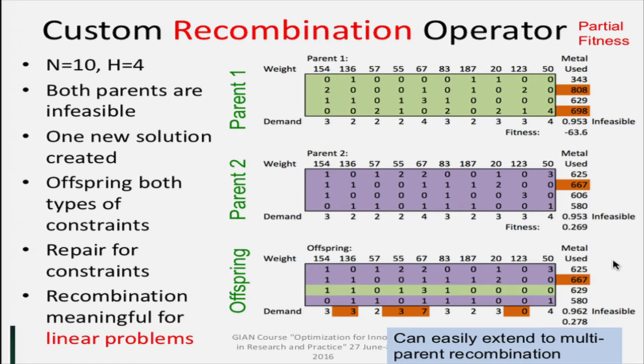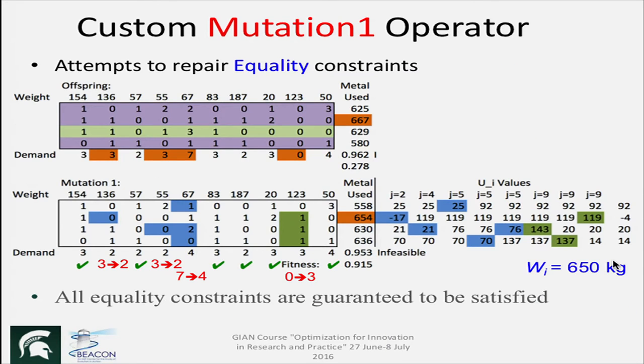So now I should be able to move. Yeah, so this is custom mutation operator number 1. Again, I'm not going into the details of all that. The paper is yet to be out, but I'm just showing you in words how it works. So this was my solution to start with. This was my child, which was infeasible. In this operator, I'm trying to fix the equality constraints.